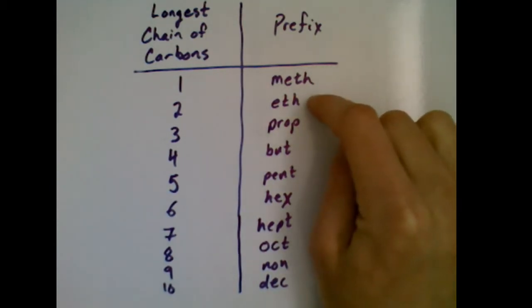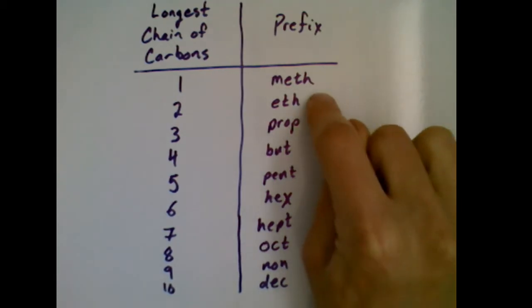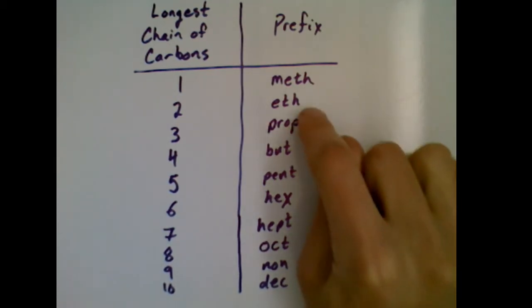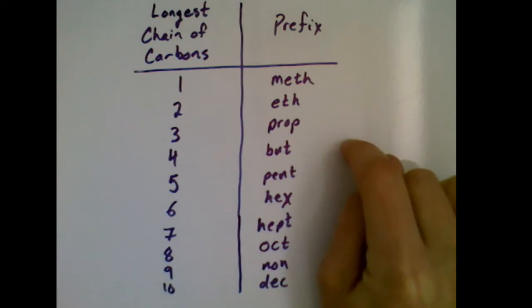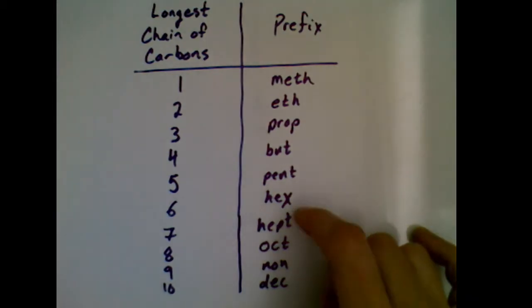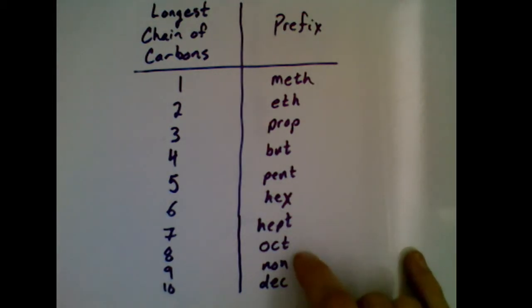If there are two carbons making up a chain in that compound, we put eth. If there are three carbons in a row in the compound, we put prop. 4 is but, and then we go pent, hex, hept, oct, non, and dec.